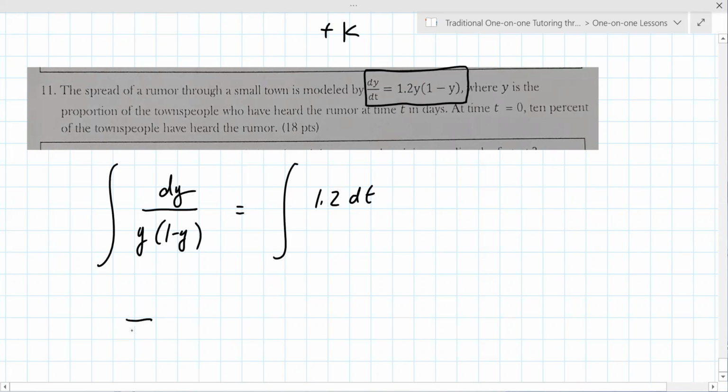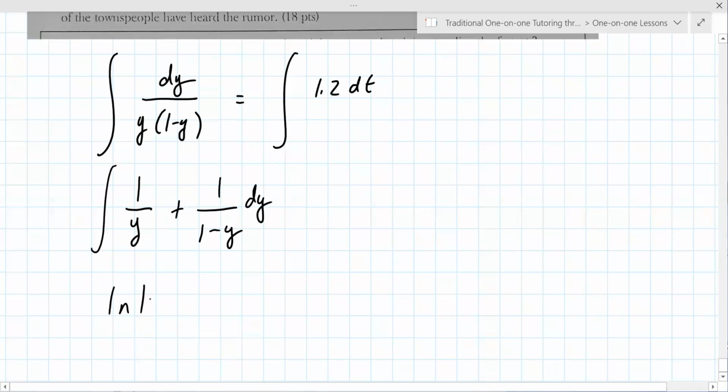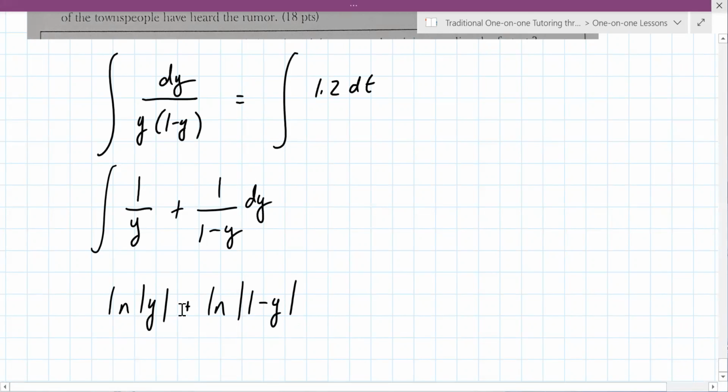So on the left, this is a partial fractions. And you normally would do that A over B stuff here, but it ends up just being 1 and 1. So why is that important? Well, it makes it faster to do. So you get the natural log of the absolute value of y plus the natural log of the absolute value of 1 minus y. But because there's a negative inside here, we were talking about that yesterday a little bit, you put a negative out in front, equals 1.2 t.